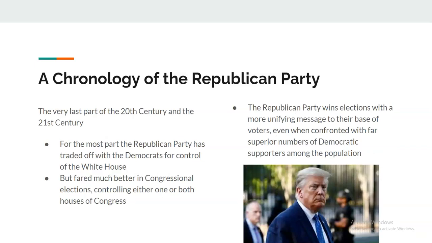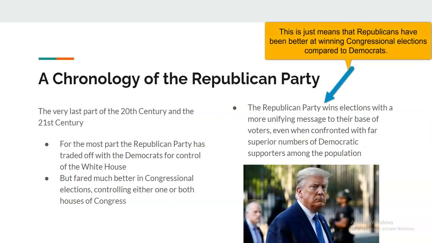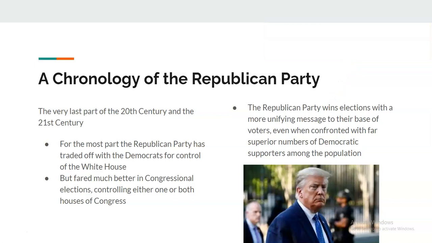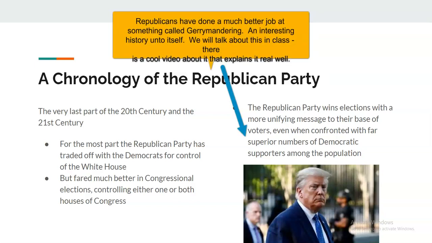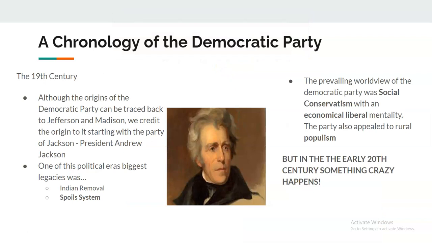The very last part of the 20th century and the 21st century. For the most part, the Republican Party has traded off with the Democrats for control of the White House, but has fared much better in congressional elections, controlling either one or both houses of Congress. The Republican Party wins elections with a more unifying message to their base of voters, even when confronted with far superior numbers of Democratic supporters amongst the population.